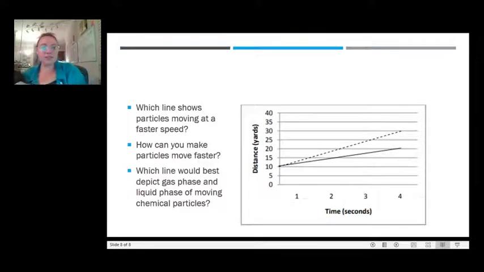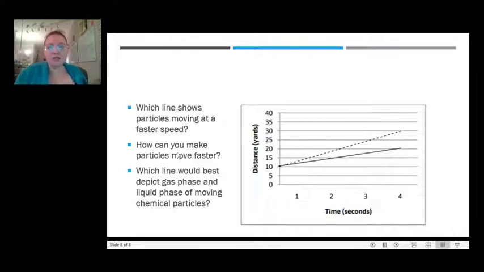So now let's think about this in terms of chemistry. We have these two lines. One goes 15 yards in 4 seconds, and the other one goes 30 yards in 4 seconds. So we want to know which one would represent particles moving at a faster speed. We usually assume faster to mean covering more distance over time. So the dotted line would be our faster particle because we went 30 yards instead of 15 in the same amount of time.